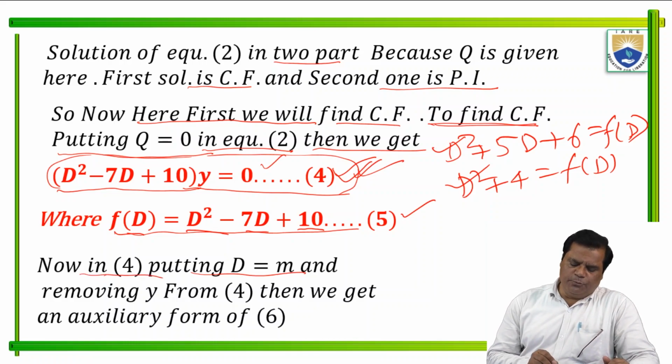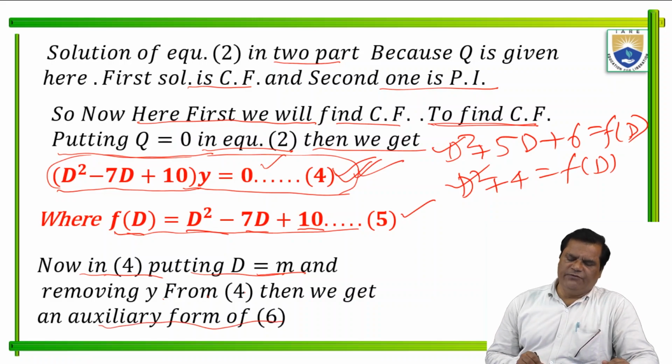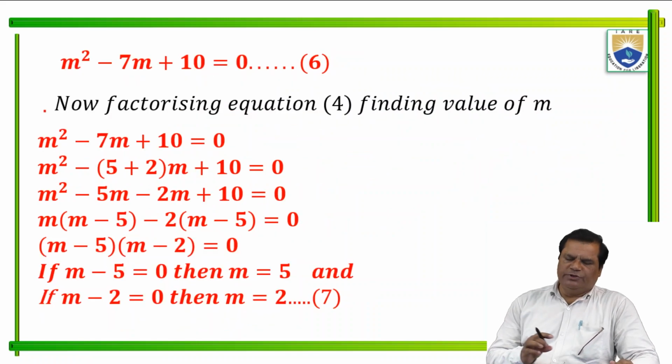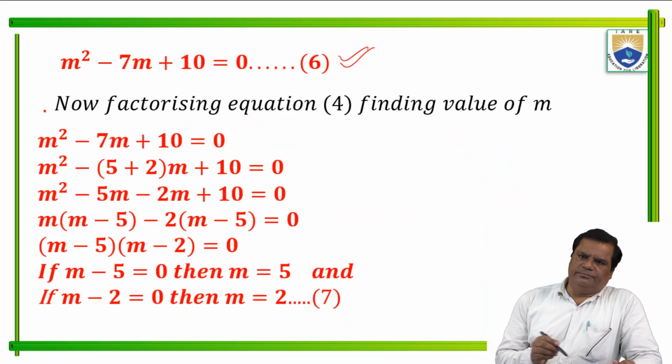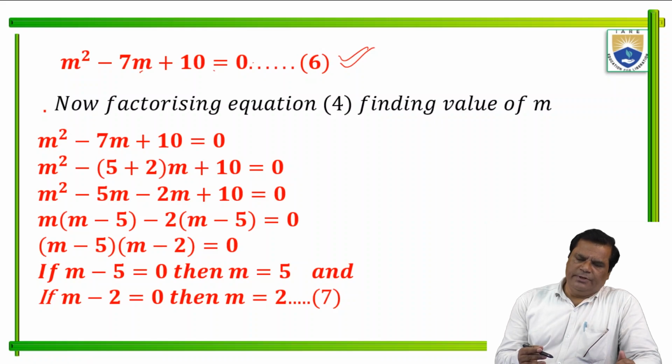So now in equation 4, putting D equal to m and removing y from equation 4, then we get an auxiliary form of 4. This is 4, and this is the auxiliary form of 4. Here we get m square minus 7m plus 10 equal to 0. Putting D equal to m in 4 and removing y from 4, then we get this equation 6.